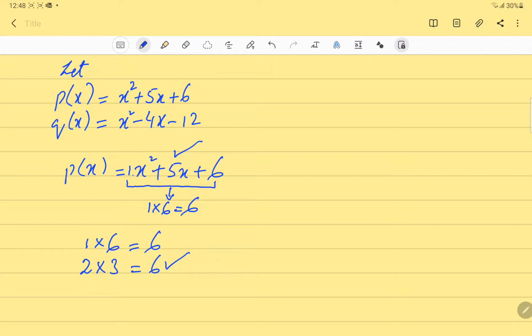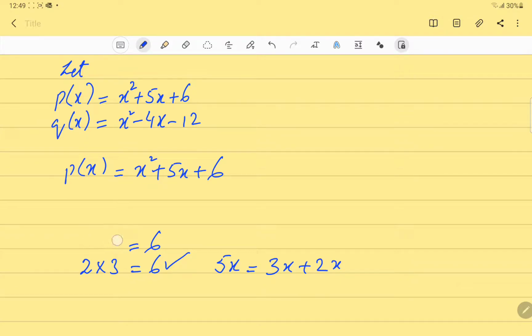So instead of 5x we can write 3x plus 2x in the expression. So we will be replacing in the expression this 5x with 3x plus 2x: x squared plus 3x plus 2x plus 6.